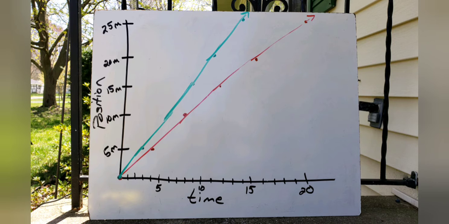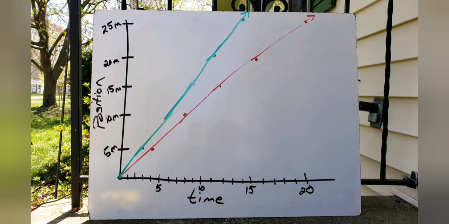So the graph that we made here is called a position time graph. It has time along the x-axis in seconds and position in meters along the y-axis. What this allows us to do is to see how position changes as time goes along. Now you'll notice 2 lines here. The red line is Drew's line, and the green line is my line.